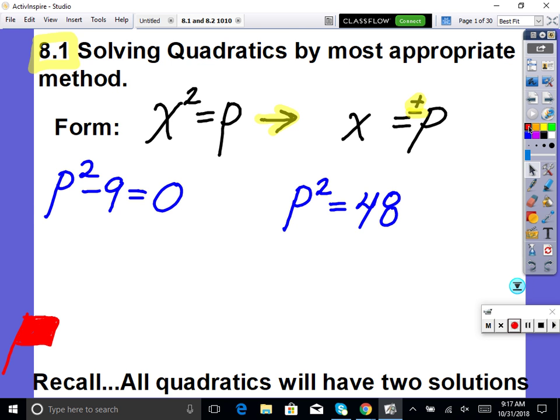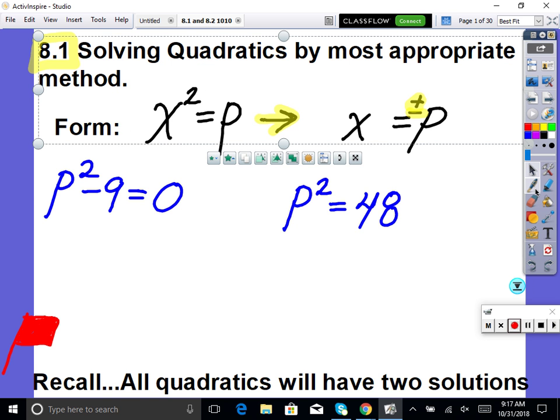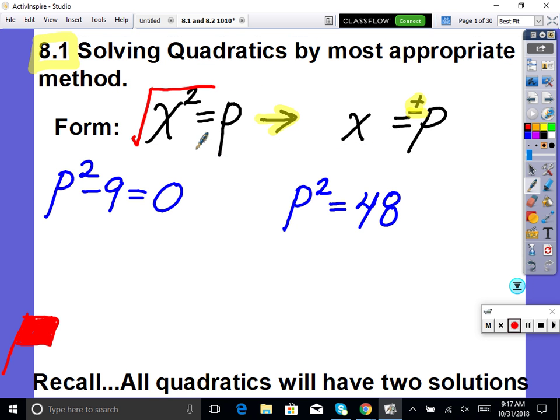Because what undoes a square? A square root. So we would square root both sides. So then we would get x is equal to plus and minus the square root of p. So just a reminder, all quadratics should have two solutions since they're degree 2. So when solving and we take a square root, we can't forget to put a plus or minus.